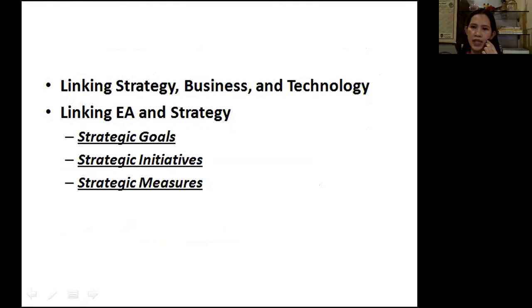Linking strategy, business, and technology. For EA to support an enterprise holistically, it must link strategy, business, and technology. EA is most effective when it simultaneously supports top-down, executive planning and decision-making across the enterprise and bottom-up management planning and decision-making within each LOB. In this way, EA helps to ensure that strategy drives business and technology planning.